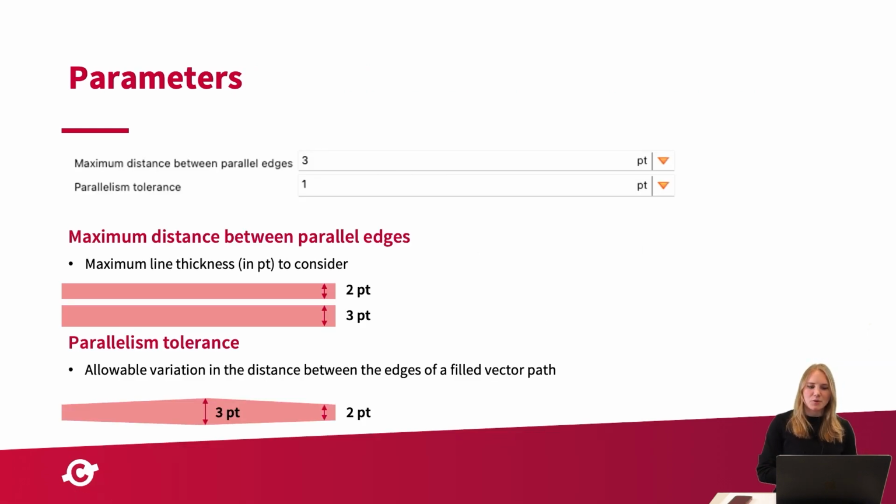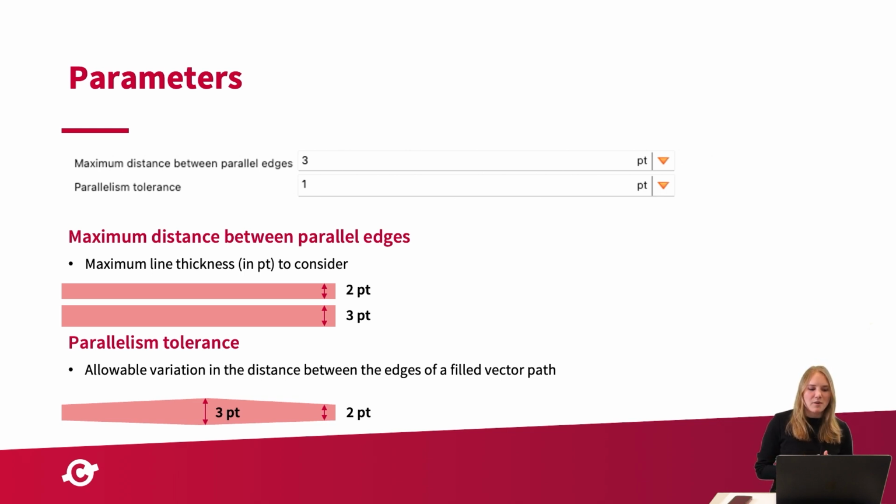Yeah, there are also two parameters that probably need a little bit more explanation. The first one is maximum distance between parallel edges, and that just means the maximum line thickness in point that should be considered. And for most of the cases, probably a value between 1 or 3 point is sufficient, because even if your cut line is a filled vector object, it is probably not thicker than 3 point, I would say. But of course, you can set this value individually.